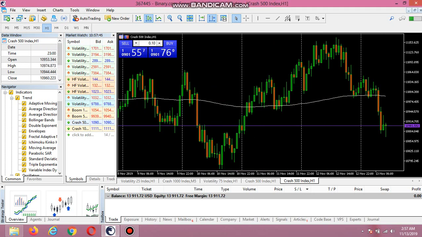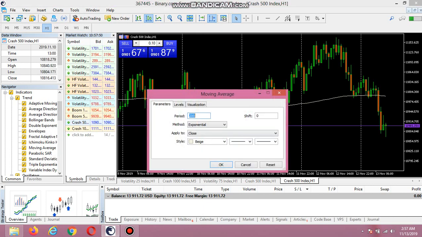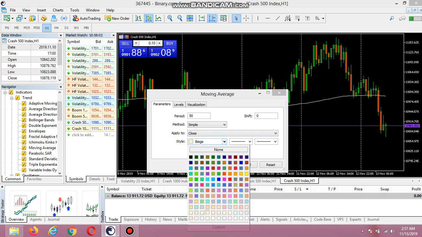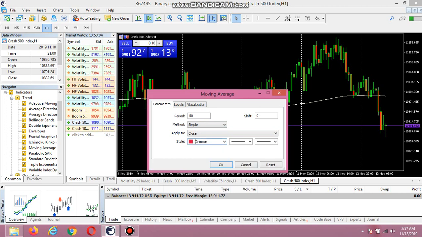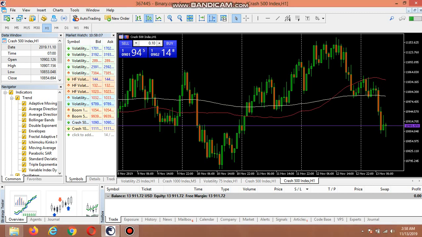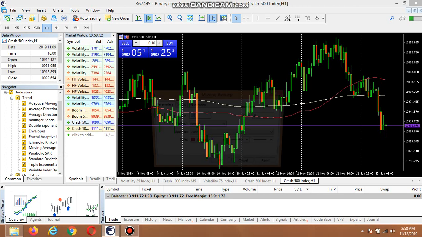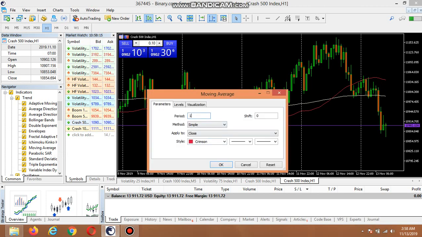Then we'll add another moving average, 50. The method is simple, apply to close. We could go for the color red. And then we can have another moving average, 13, or 14, simple, close. We can choose the color purple.